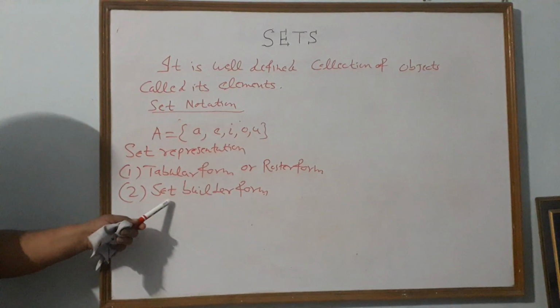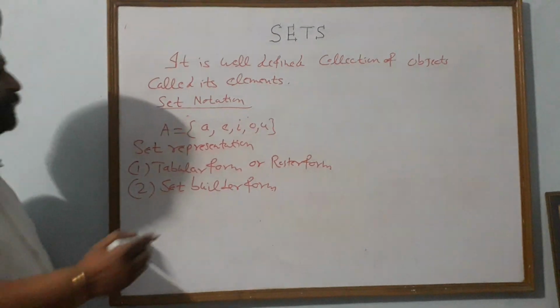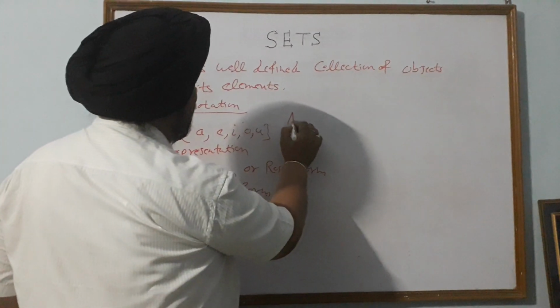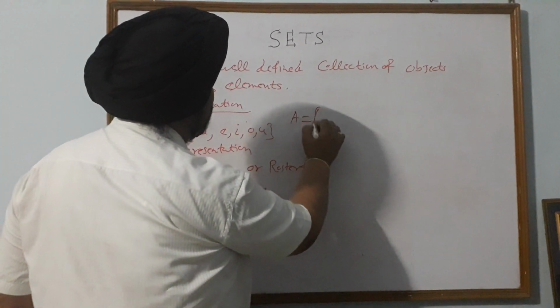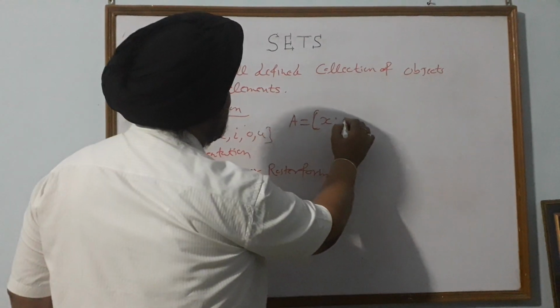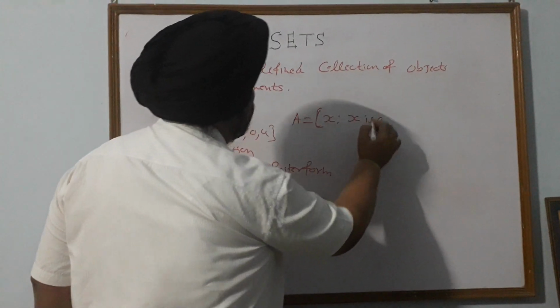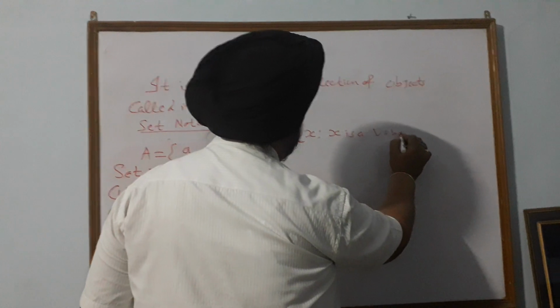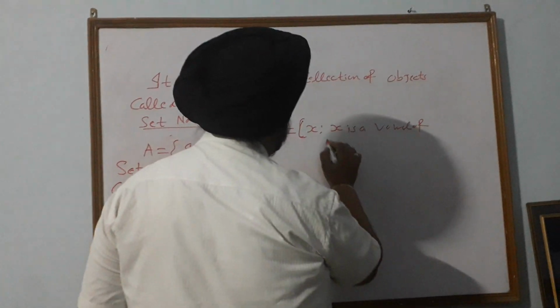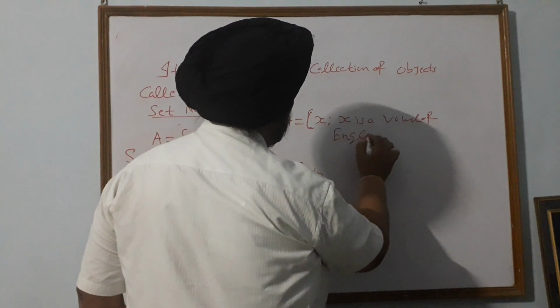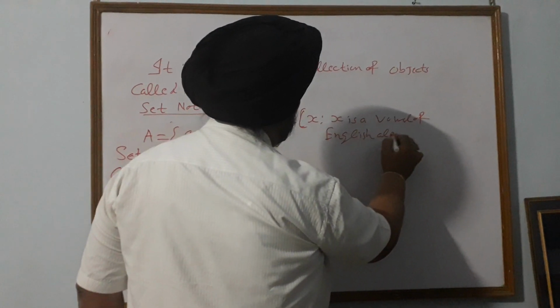If we want to write in set builder form, then how will we write? We write it like this: A is the set of all x such that x is a vowel of the English alphabet.